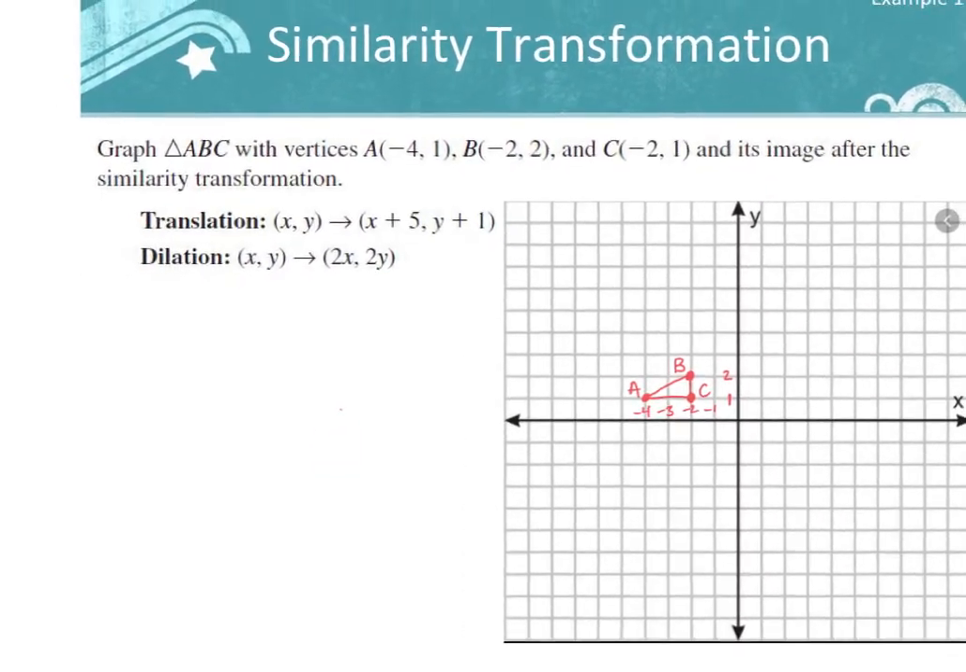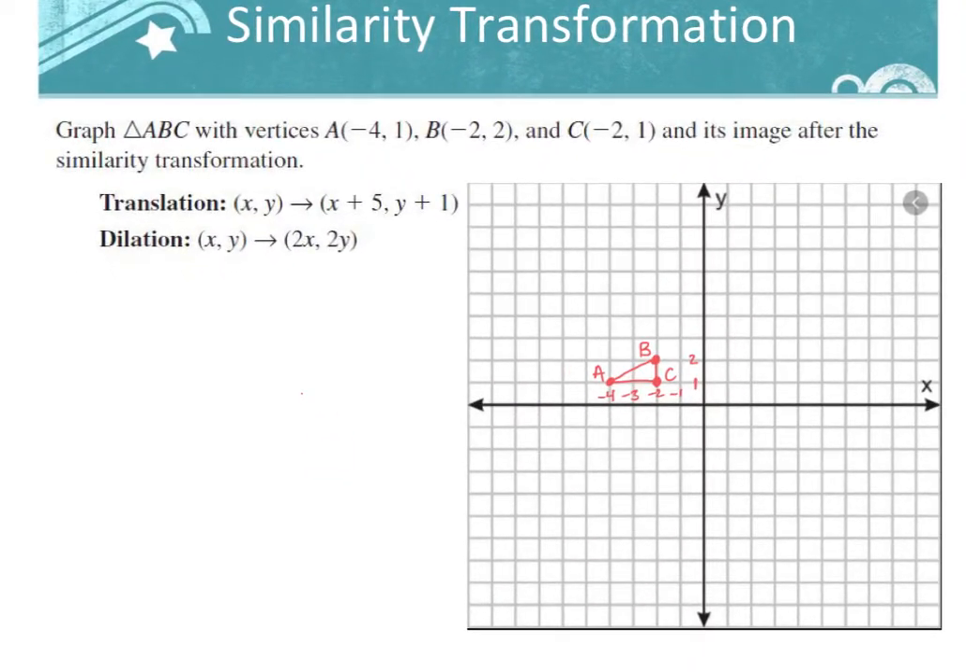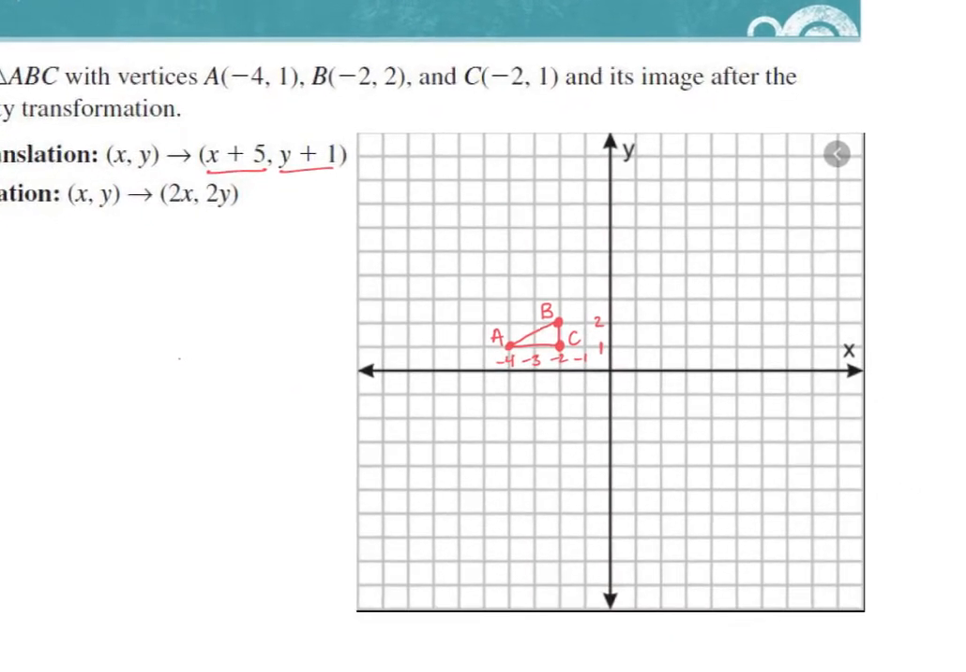Its image after the similarity transformation. So first, we've got a translation. So we're shifting the image to the right 5 and then up 1. I'm just going to do that graphically.